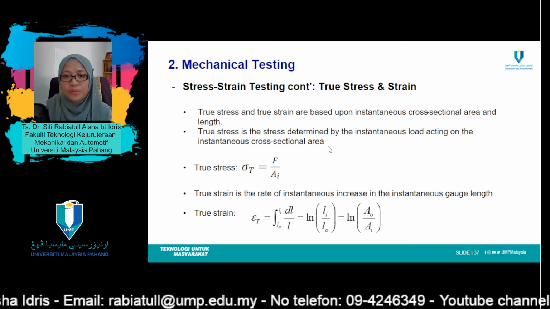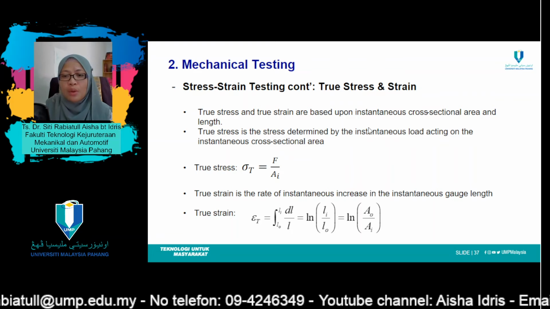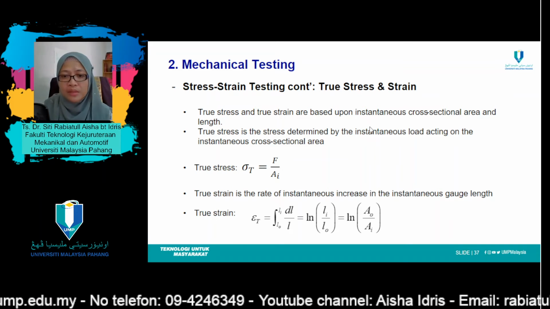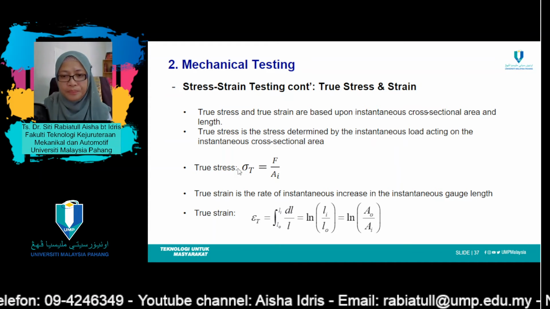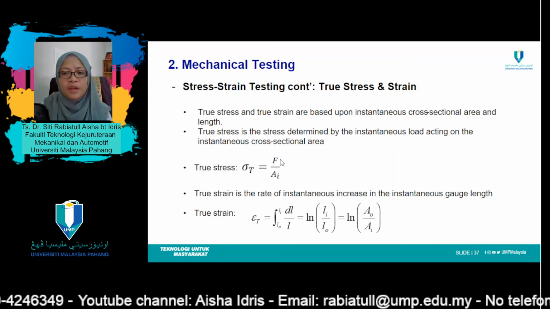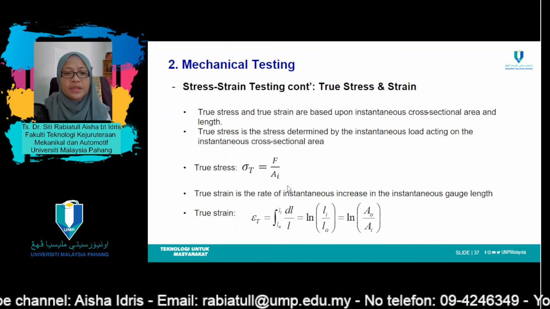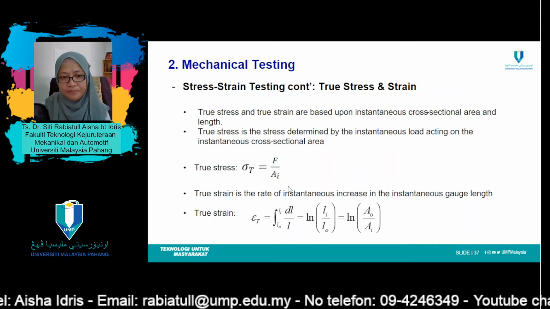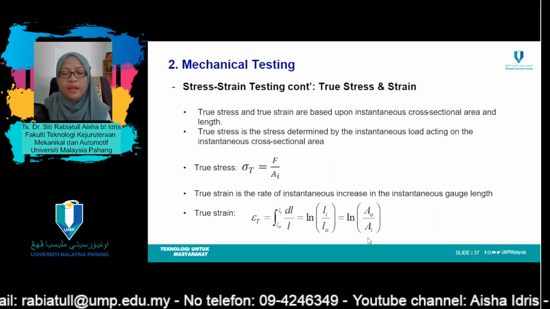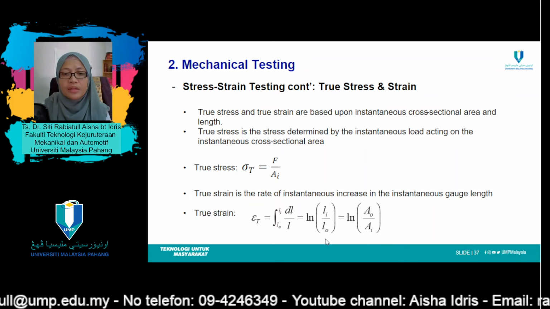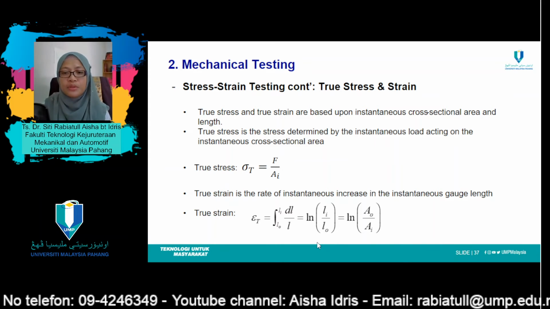Other than that, you will also need to know what is meant by true stress and strain. The formula is the same for stress or strain. However, the difference is that, for example, true stress is force over area, but the area refers to the changing area with respect to time of the specimen at that load. The same goes for strain. The value of A refers to the changing area of that specimen at that load.